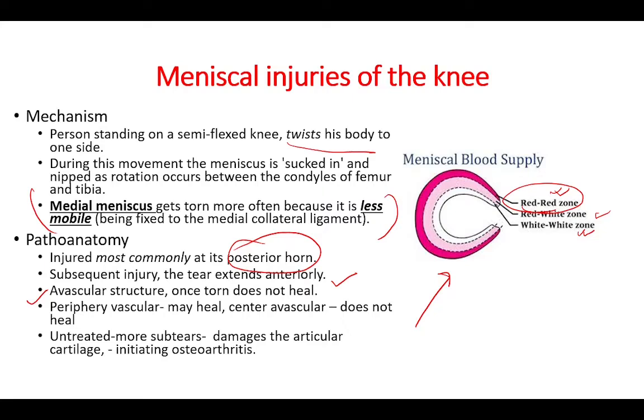The same principle can be applied while treating these injuries. We can consider repairing tears in the red zone, whereas in the white zone, often a part of the meniscus which may be impinging around the joint may need to be cut, called a partial meniscectomy.